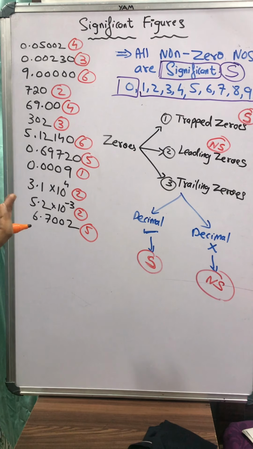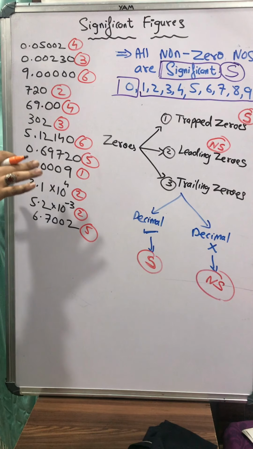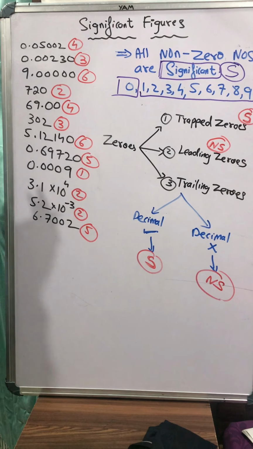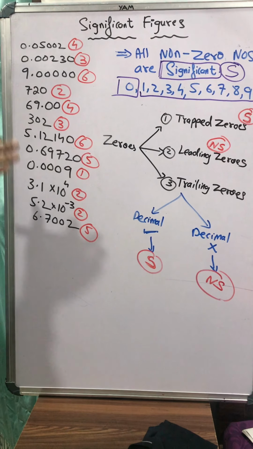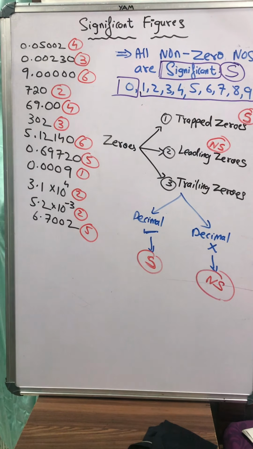And one more thing, students: when one quantity, for example kgs, is converted into grams, the number of significant figures always remains the same. Okay, please pause the video and solve it, students.